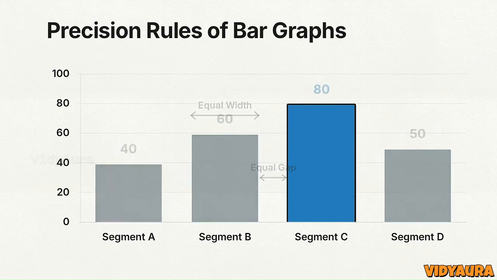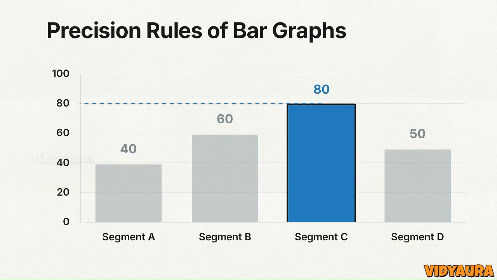Instead of counting individual icons, you read the data by looking at the height. By tracing a line straight from the peak of the bar over to the vertical axis, you lock in the exact number. Constructing your own graph presents a specific challenge, choosing the right scale.